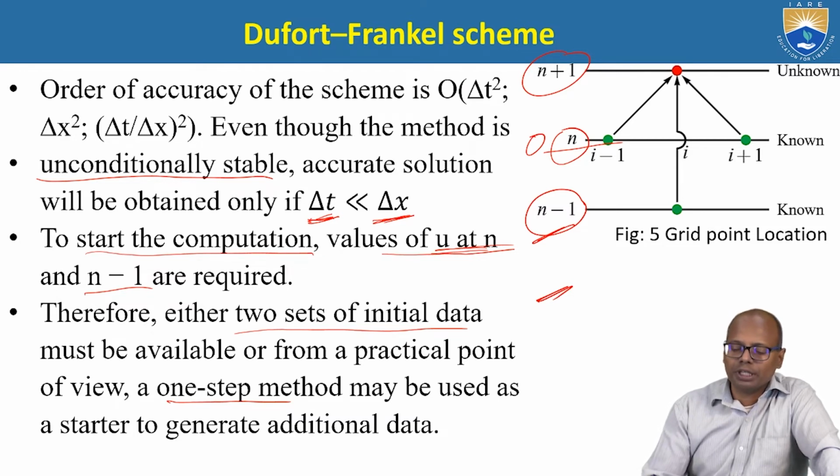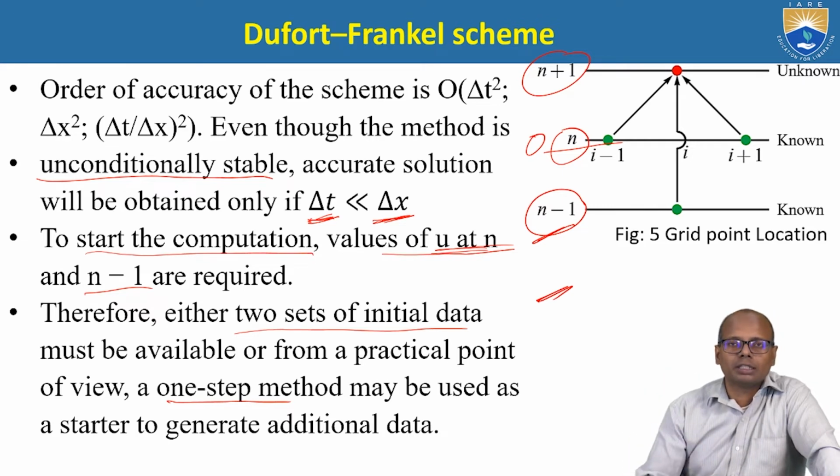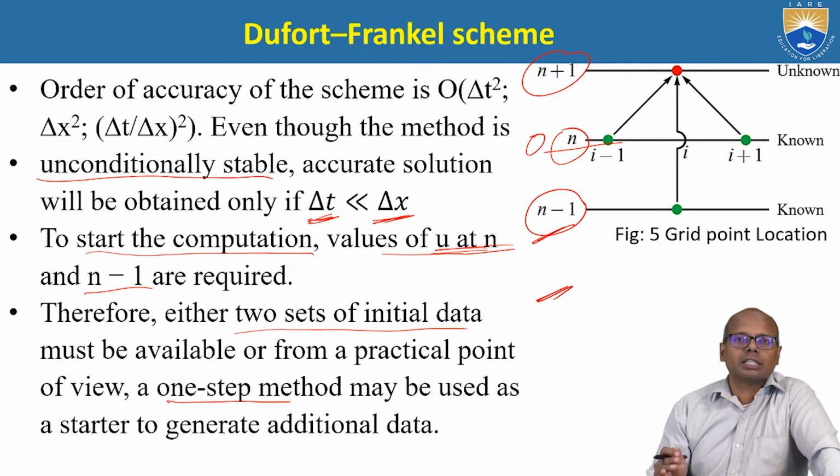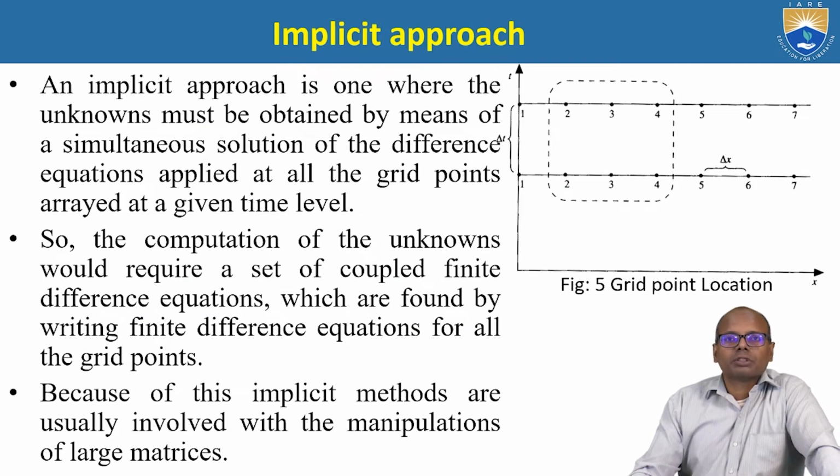So what we do is we can take two sets of initial data, or we can use a one-time-step method for the first iteration, and further we can use this Dufort-Frankel scheme. So the Dufort-Frankel scheme is a slight modification of the Richardson scheme, and it is an unconditionally stable approach. Then the next one is the implicit approach.